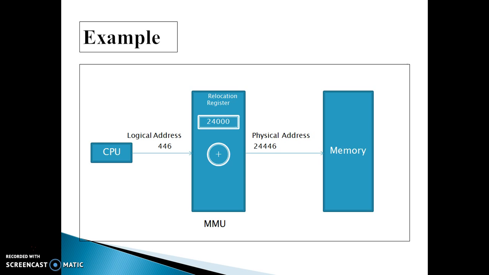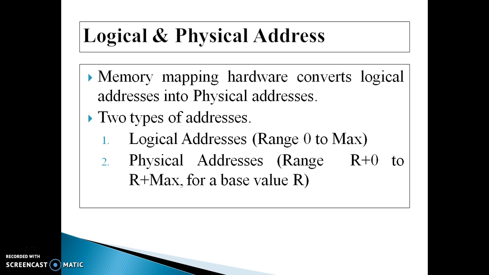The program can create a pointer to location 446, store it in memory, manipulate it, and compare it with other addresses, all as the number 446. The memory mapping hardware converts logical addresses into physical addresses. There are two types of addresses. Number one, logical addresses, which range from 0 to a maximum value. Number two, physical addresses, which range from the base value R plus 0 to the base value R plus the maximum value.